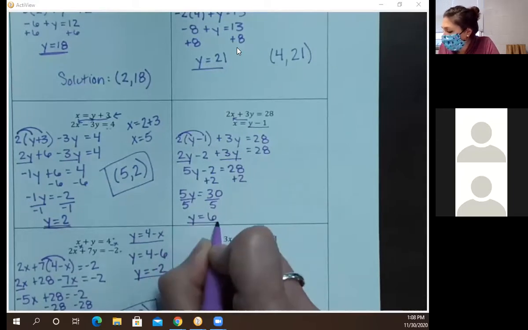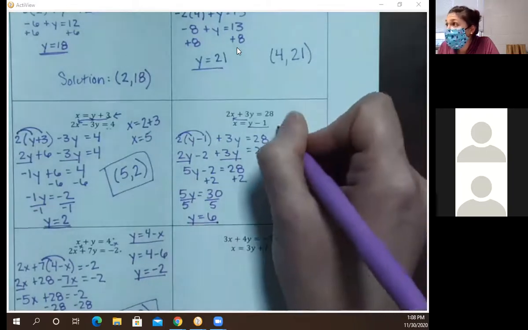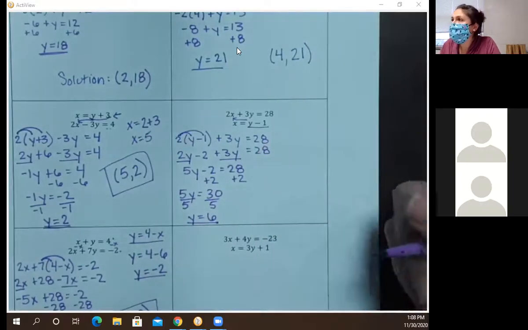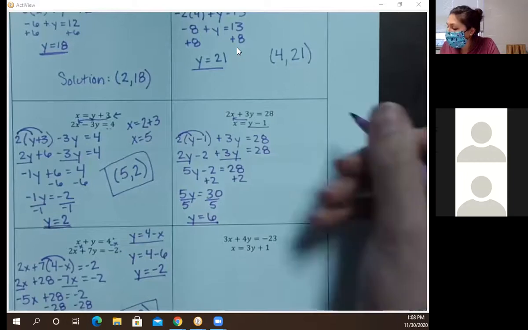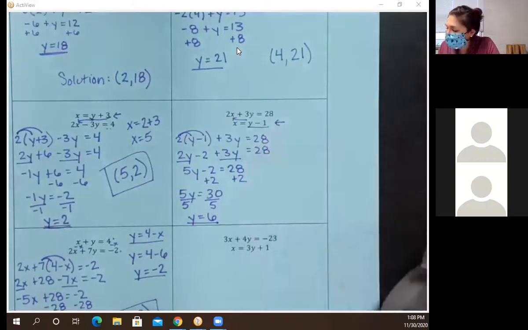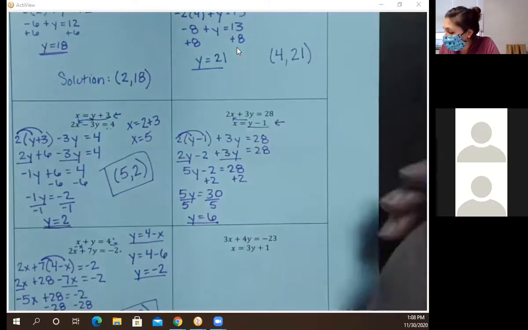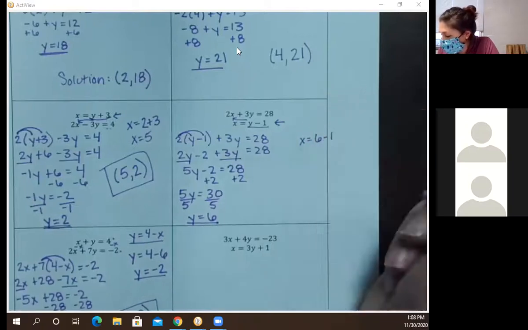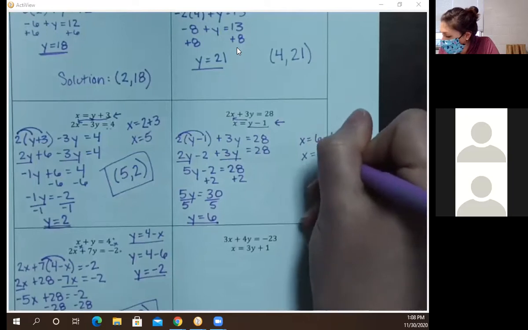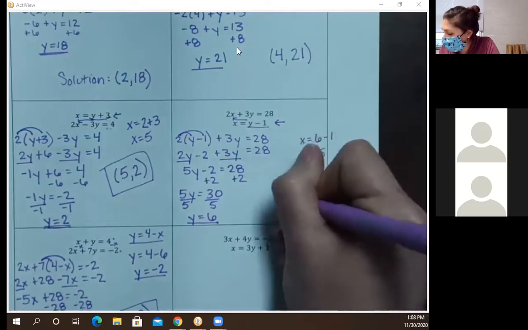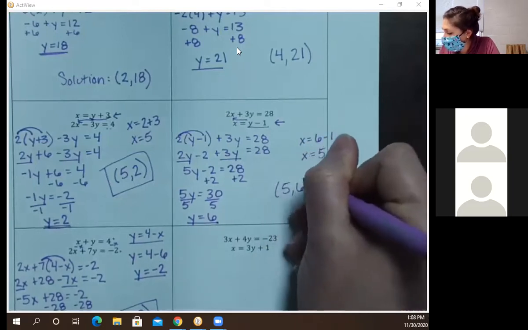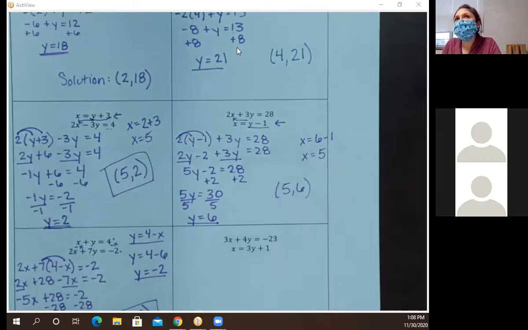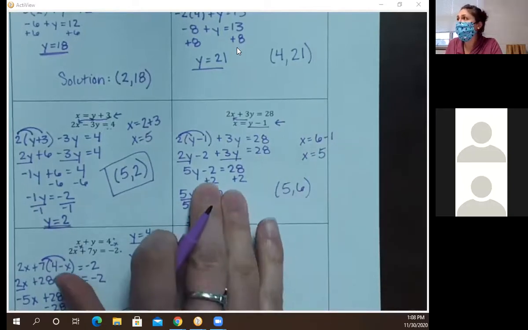Now that I know what y is, I can plug that back into either of my original equations. But again, you want to kind of work smarter, not harder. It'd be a little bit easier, a little bit less work for me if I plug it into that second equation. So x equals 6 minus 1. We get x to be 5. So my solution is (5, 6). Any questions on this one?